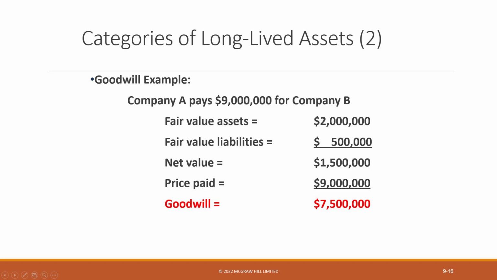Remember, goodwill is not separable. Company A can't sell their goodwill because it's only there because of the net assets that they own from Company B. Really, goodwill is a hope. The hope that Company B's net assets will generate returns, will generate excellent earning potential well into the future.